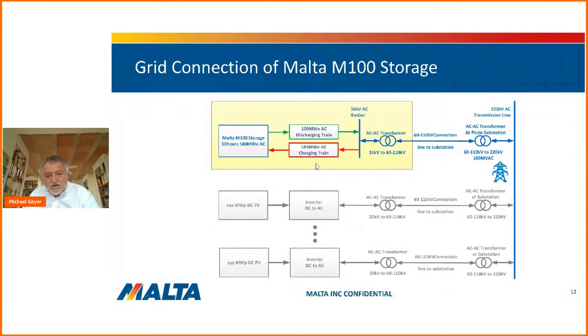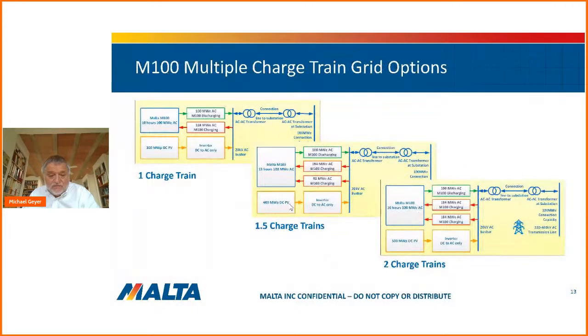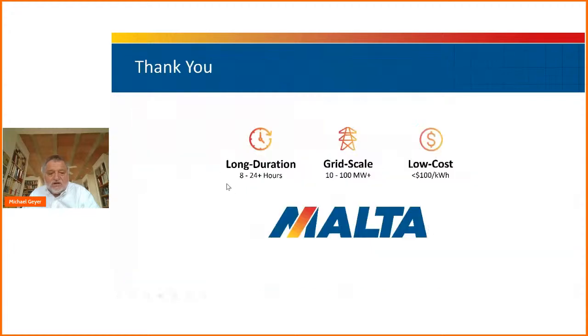And you can connect this as a storage only to the grid, or you can connect it as part of a wind plant or a PV plant in order to convert variable renewable into dispatchable power and heat. The good thing is you can also vary the charging power by putting different charging and discharging trains. So you can adapt this to the needs. And basically with this, you can get long duration storage at grid scale and at low cost. So thank you very much.